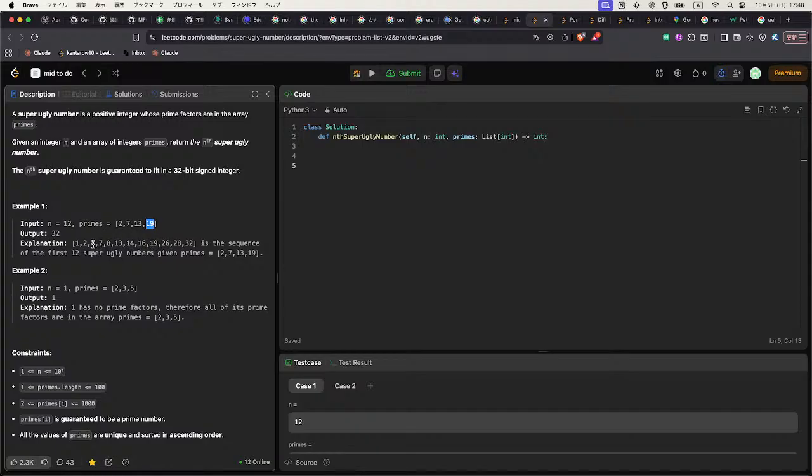So they are candidates, but the 2 is appended. So for 2 we have new candidates. So we can do 2 times 2. We get 4 as a new candidate. So 4, 7, 13, 19. That's the candidates at this point. So the 4 is the smallest number, so we can append 4 to the array.